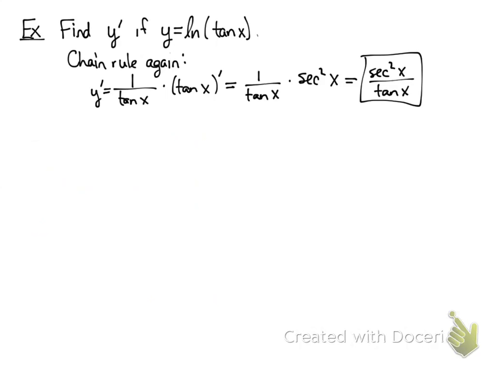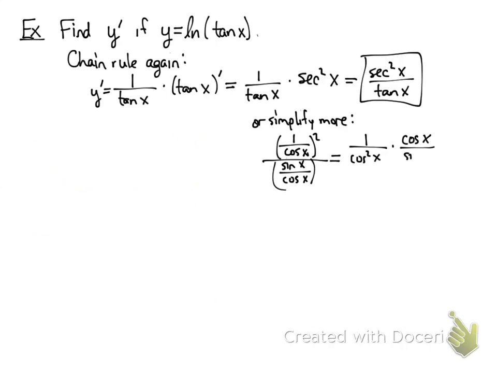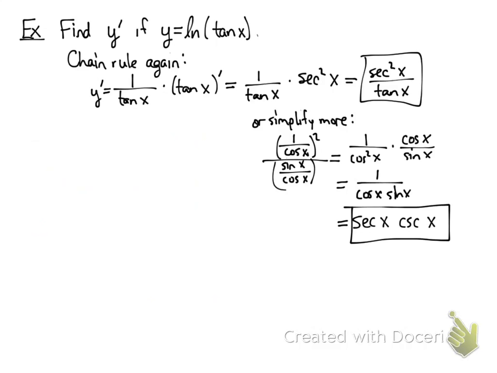I just want to point something out. You could keep simplifying if you wanted. So take that secant squared x over tangent x, and remember that secant is 1 over cosine, and tangent is sine over cosine, so that's 1 over cosine x, quantity squared, over sine x over cosine x. Well, dividing by that fraction on the bottom is the same as multiplying times its reciprocal, and then I can cancel out a cosine, and so I have 1 over cosine x sine x. Both the cosine and sine are on the bottom. And 1 over cosine is secant, and 1 over sine is cosecant, so I can rewrite that as secant of x times cosecant of x. That's the same answer, it's just written in a very different way.